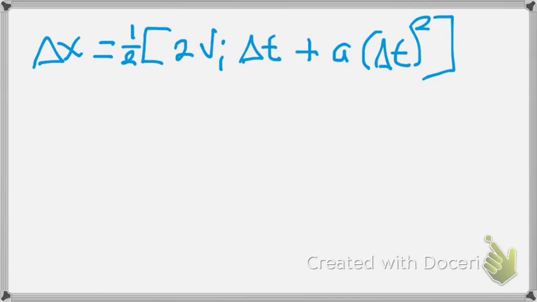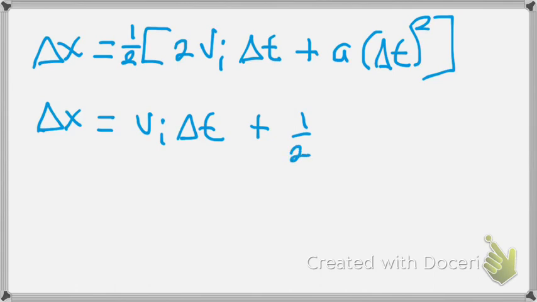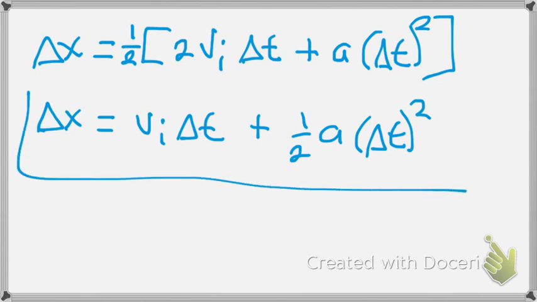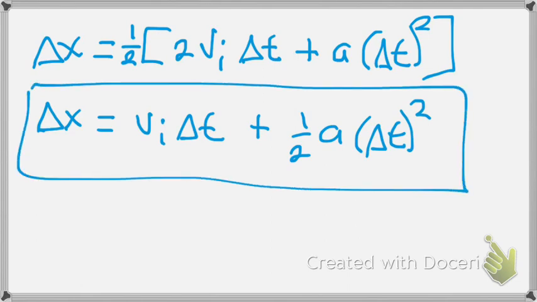Now, when we, of course, distribute the 1/2, then what we wind up with is displacement is equal to velocity initial times change in time plus 1/2 acceleration times change in time squared. And that is our final equation. Not super pretty and super neat, but also not terrible.